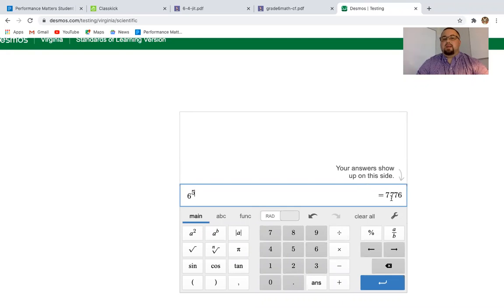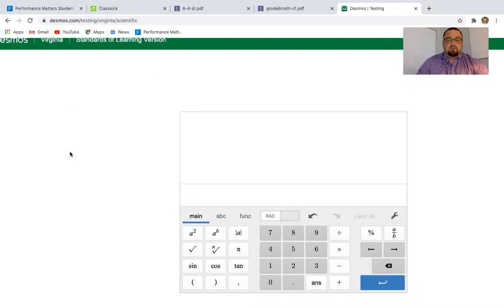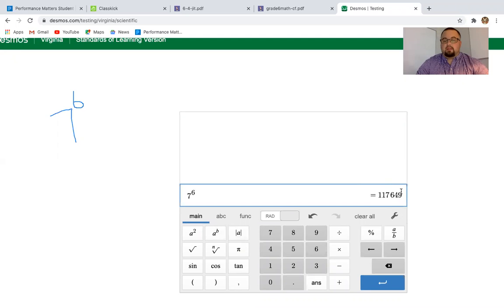So again, when you are putting exponents in the Desmos calculator, which I have linked in your modules, all you have to do is, say we were doing 7 to the 6th power. All I would have to do is click 7, go to my exponent key here, and then click 6, and it automatically gives my answer for that.